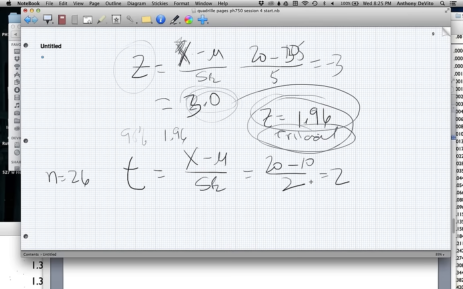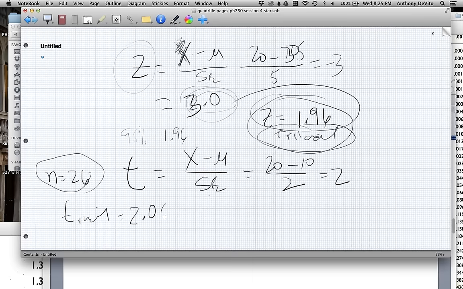Can you reject the null hypothesis now? Do you remember what the critical value of t was for a sample size of 26? It was 2.06. That's our critical value now. Did we exceed that critical value? No, so we can't reject the null hypothesis.